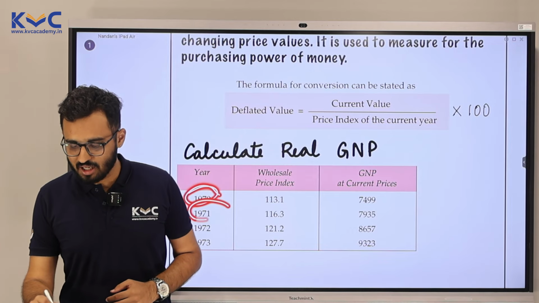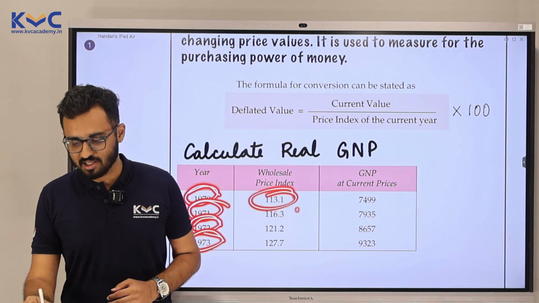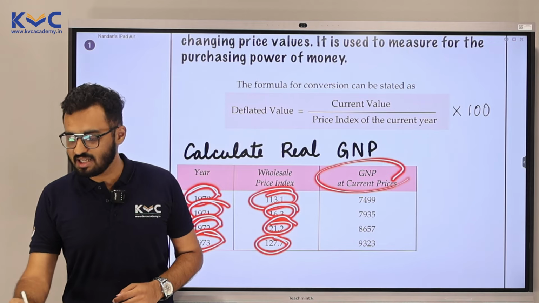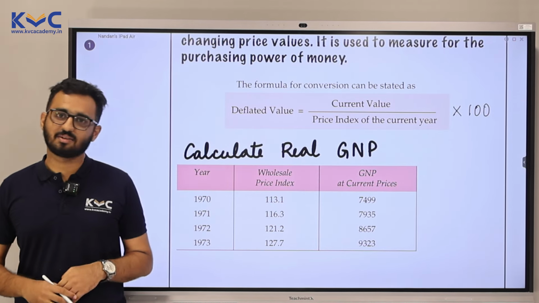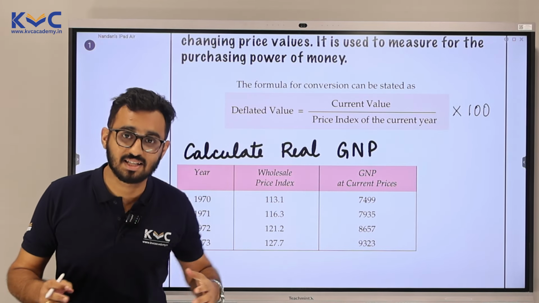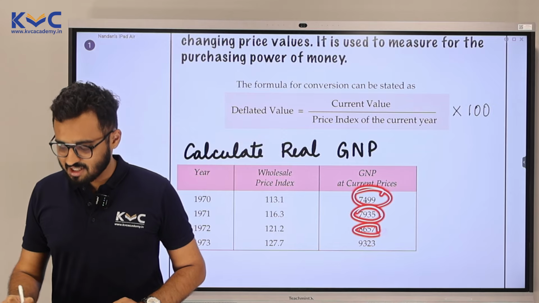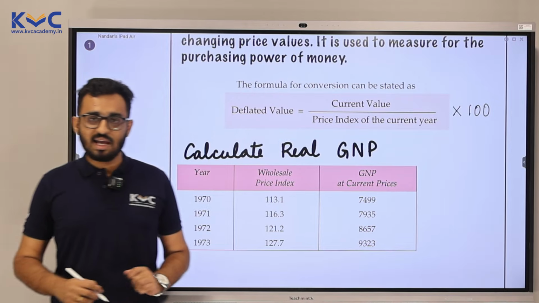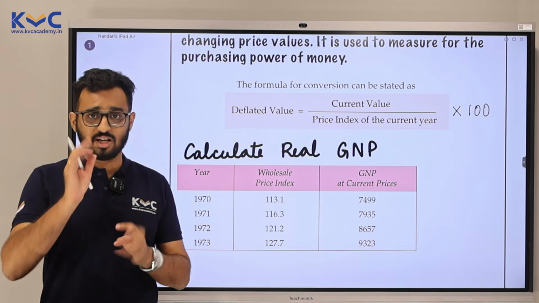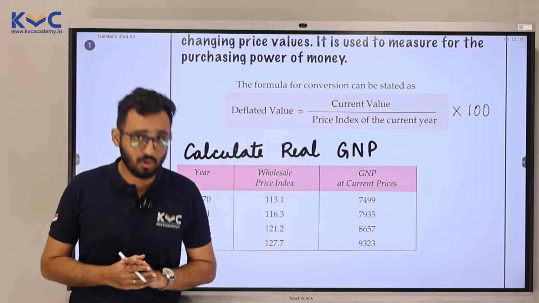See, we have 4 years and their wholesale price index and corresponding GNPs at current price. Now, what is GNP? Gross National Product, something like GDP only, right? So now what happens is these numbers, whatever you have, these have inflation adjusted inside of them. Now, what do I mean by that?